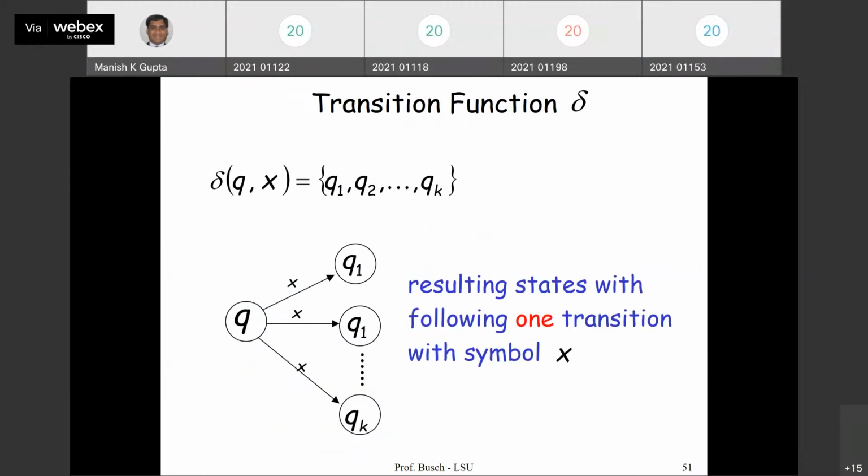Now the transition function gives a set here. In the DFA, delta of Q comma X is equal to P, or Q prime. Remember, there is only a single state. Here, because for one input you can go into multiple states, the transition function gives a set. Because from Q, after receiving X, you can go into the following states. That means delta of Q, X is Q1, Q2, up to QK, right?